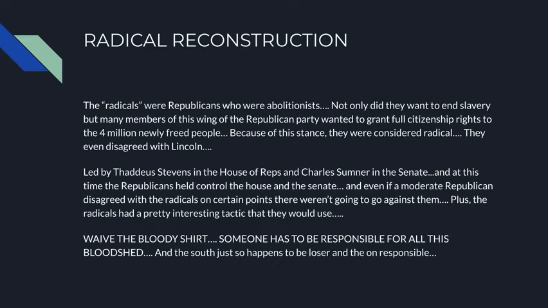And at this time, the Republicans held control of the House and the Senate. And even if a moderate Republican disagreed with the radicals on certain points, they weren't going to go against them. They're not going to go against their party. It's like even today in politics.